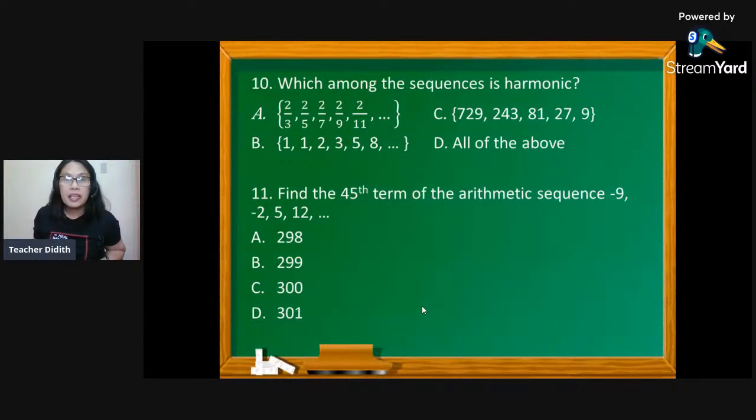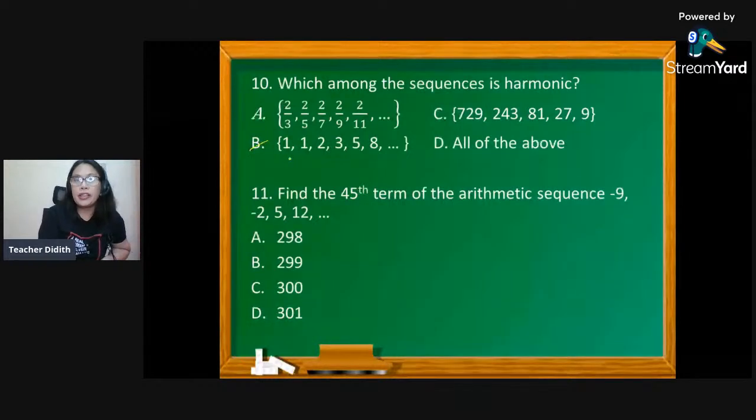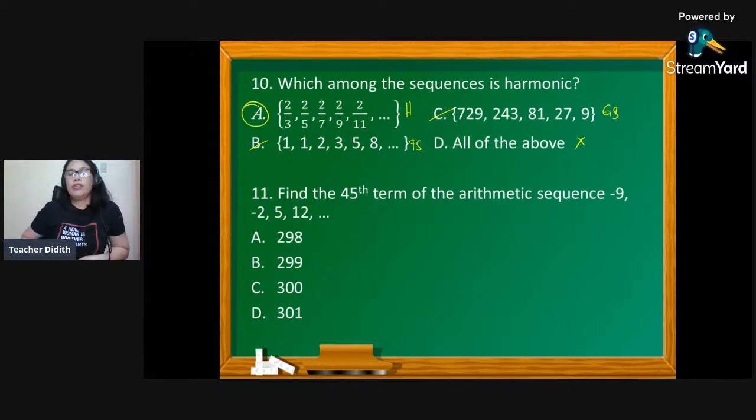Yeah. Kasi B is a Fibonacci sequence, right? And then this is geometric. Fibonacci sequence, definitely hindi na to tama. And this is harmonic talaga. This is the correct answer. So try to consider the reciprocal of each term in A, and they are arithmetic. So our answer for 10 is A. Very good, guys.